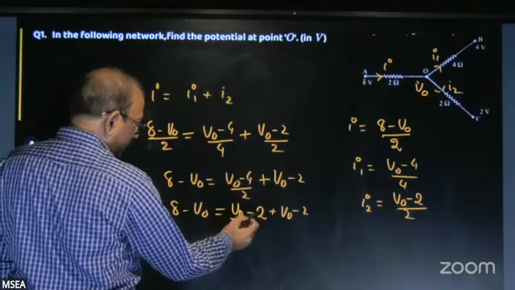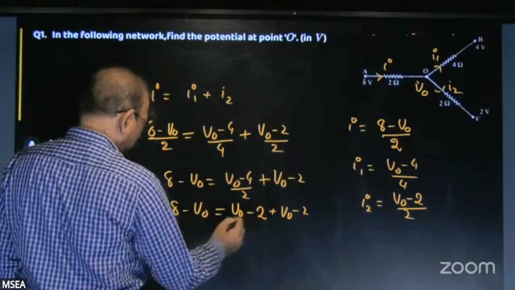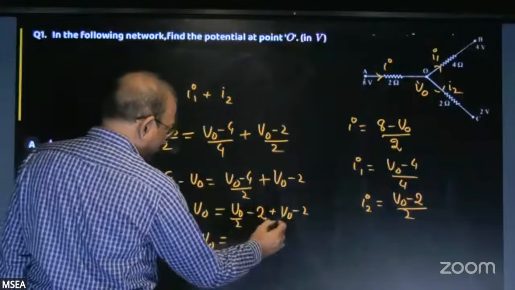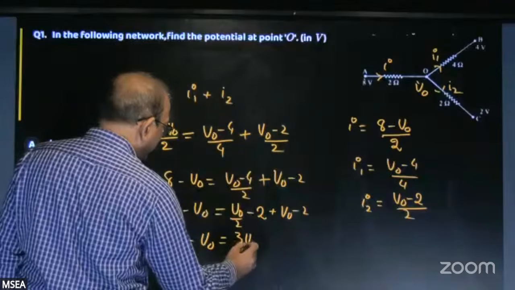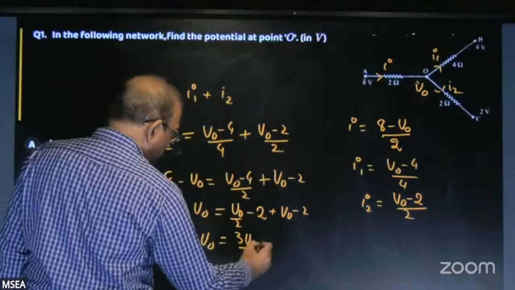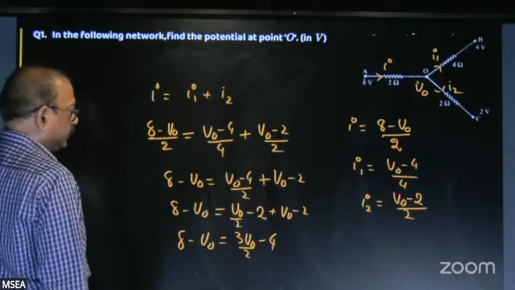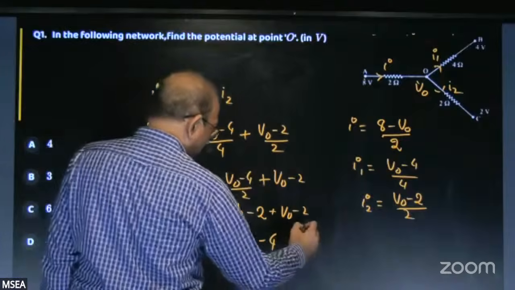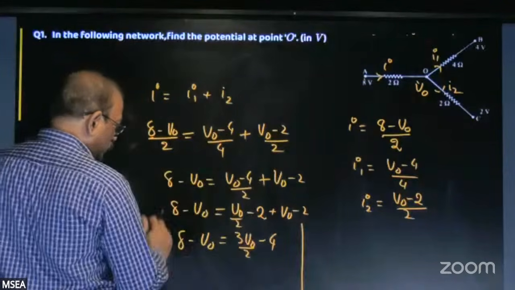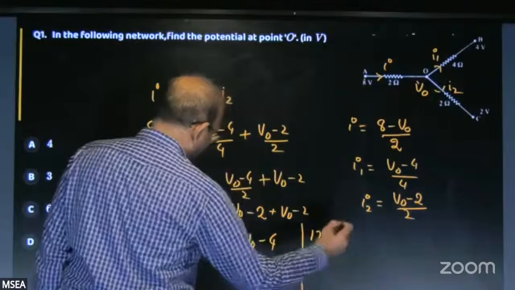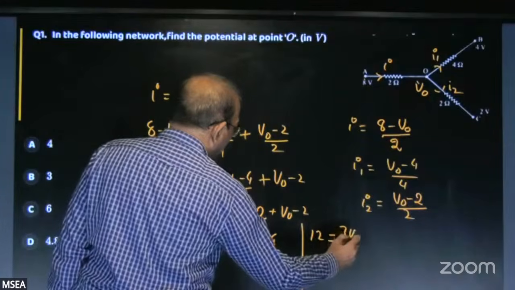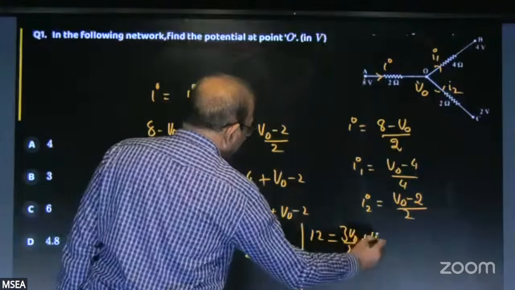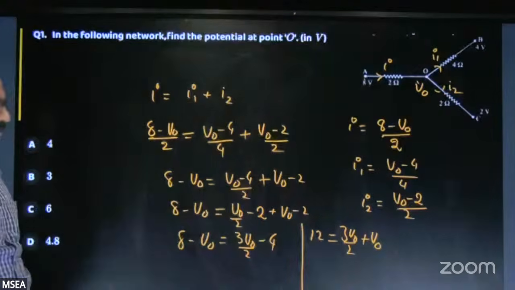Then V naught, 8 minus V naught is V naught by 2 plus V naught, 3 V naught by 2 minus 2. Adding minus 4, you'll get... Then bring 4 here, V naught there. You will get 8 plus 4, 12 equal to 3V naught by 2. This minus V naught, bring here, plus V naught it is.